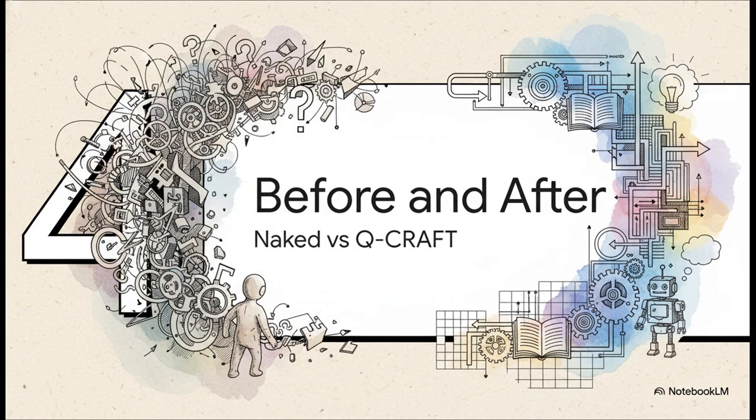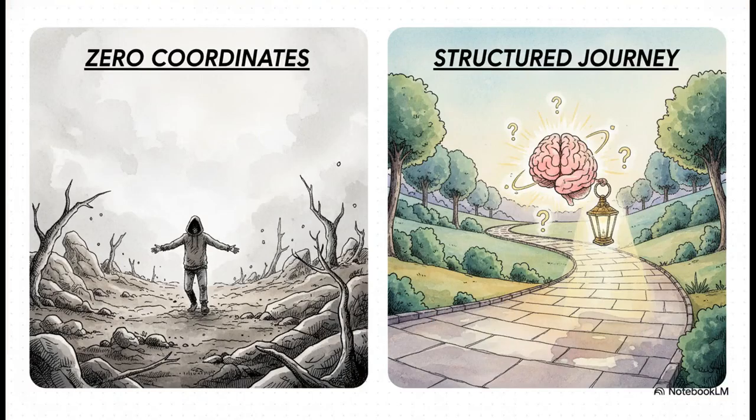Let's see this in action. Section 4, before and after. So let's look at an 18-year-old trying to pick a college major. With 0 coordinates, they just toss a naked prompt at the AI. What should I do? But in the structured journey, they declare learner mode.